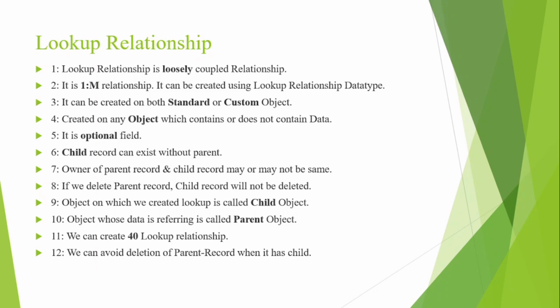Without a parent we can create the record, which means it is loosely coupled. But in the case of master detail relationship, it is tightly coupled. So without giving the information of the master detail relationship, we can't create the record. So this is the difference for the first line.